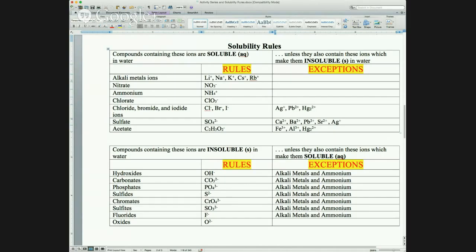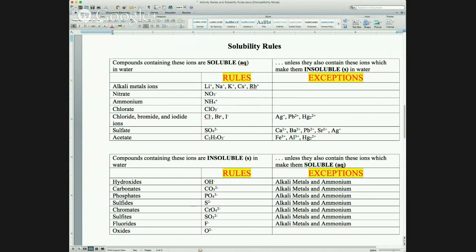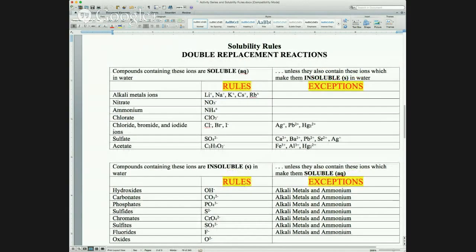So you always want to look at the left side first because those are your rules. Those are like, okay, is this true? And then if it's true, then you look over here for an exception that could make it not true. Now, all of these things right here, if you have a compound, these are also just for double replacement reactions. And you're only looking at the products. That's very important. It's underlined, italicized, only looking at the products, okay?